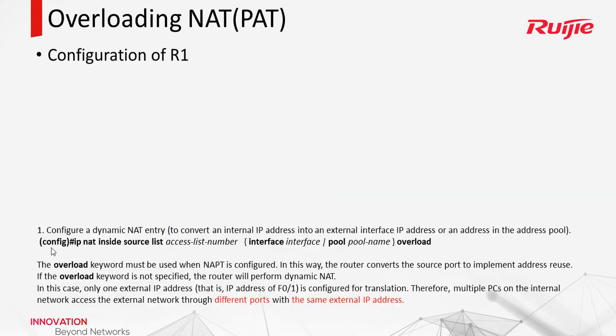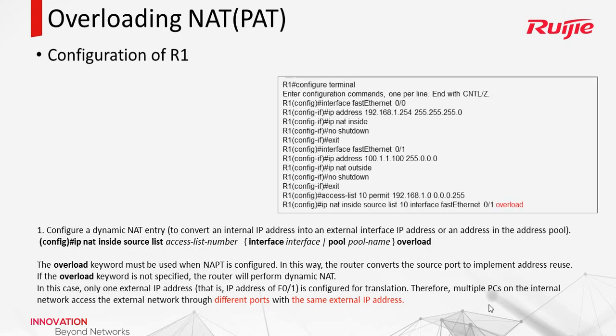Here we follow this step. We use ip nat inside source list, then with the overload keyword. This keyword will help the device to use the same IP address with different port numbers. Let us say it: ip nat inside source list, then we can use the outgoing interface with the keyword overload.